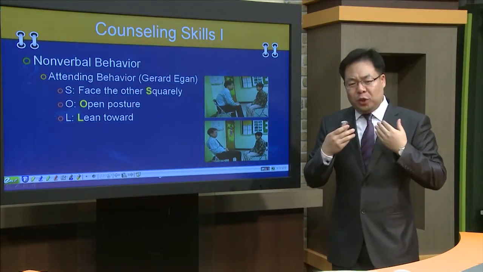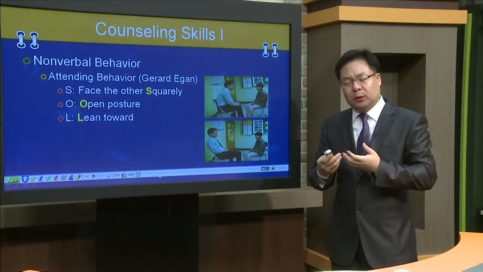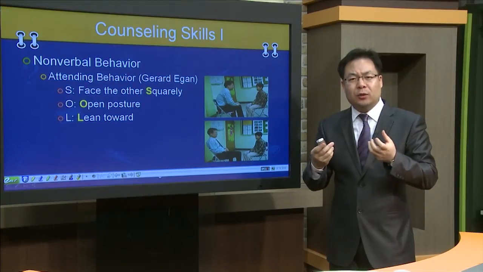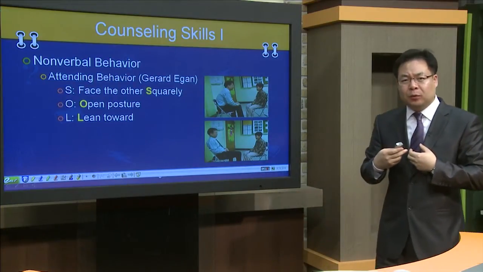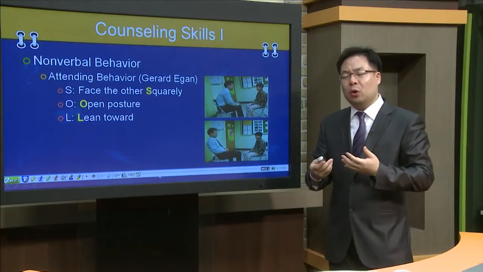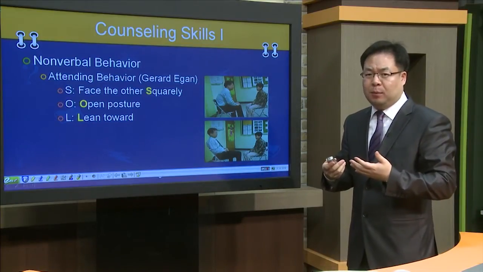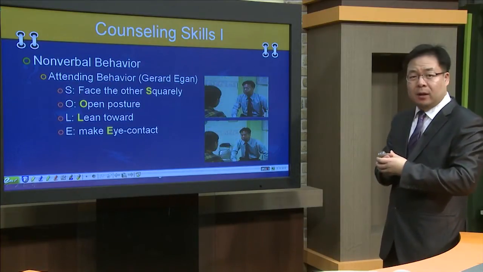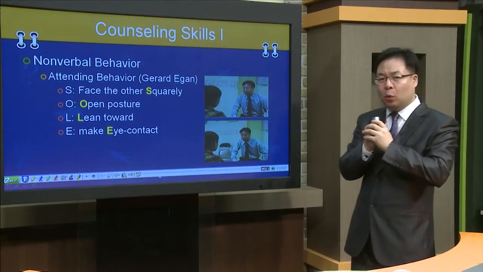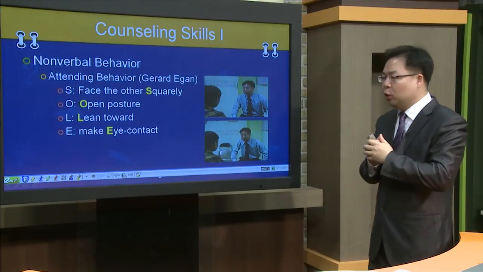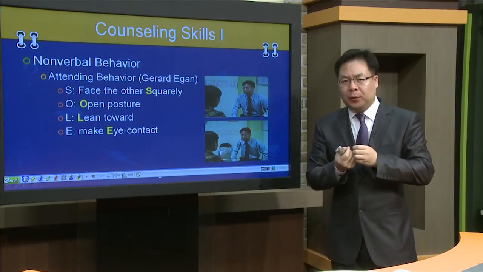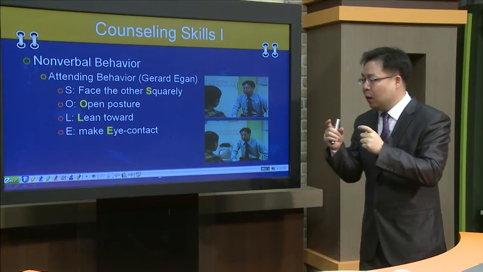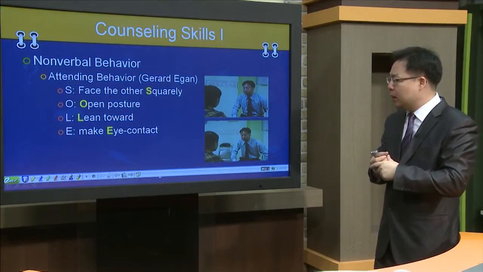So when we show this type of posture, the client will recognize, oh, the counselor is pretty interested in listening to my words. We want to show we are listening by this body posture. The next one is eye contact, because the eye is very important in communicating with each other. So we want to interpret the client's message by making comfortable and direct eye contact.